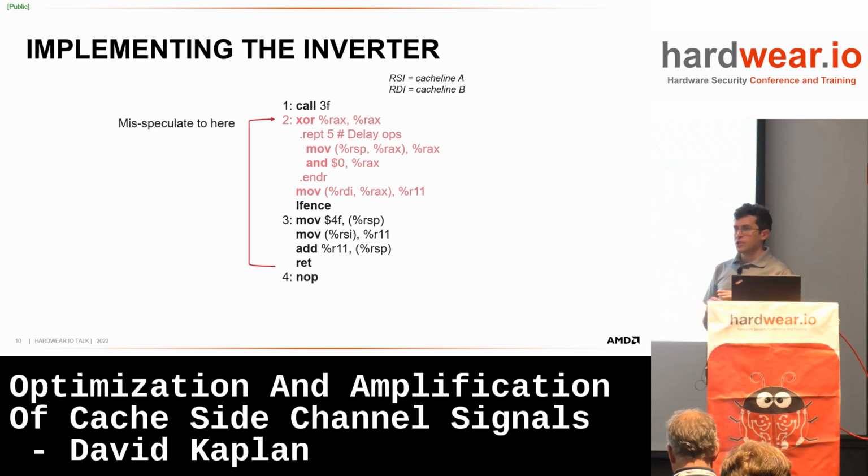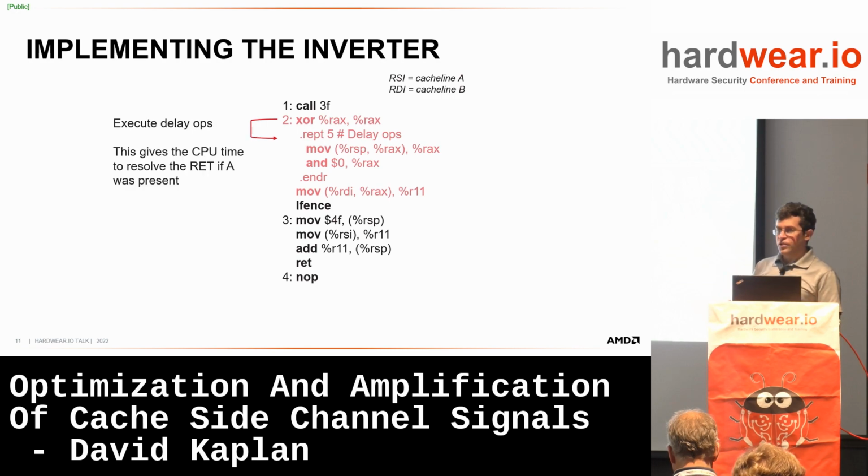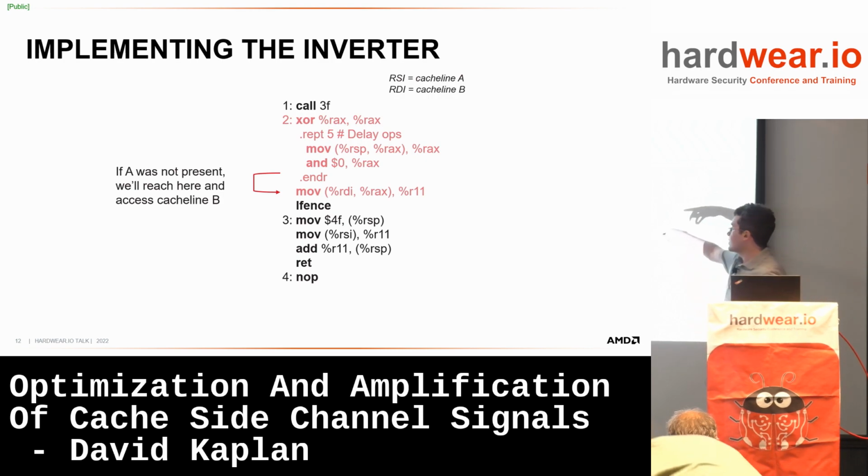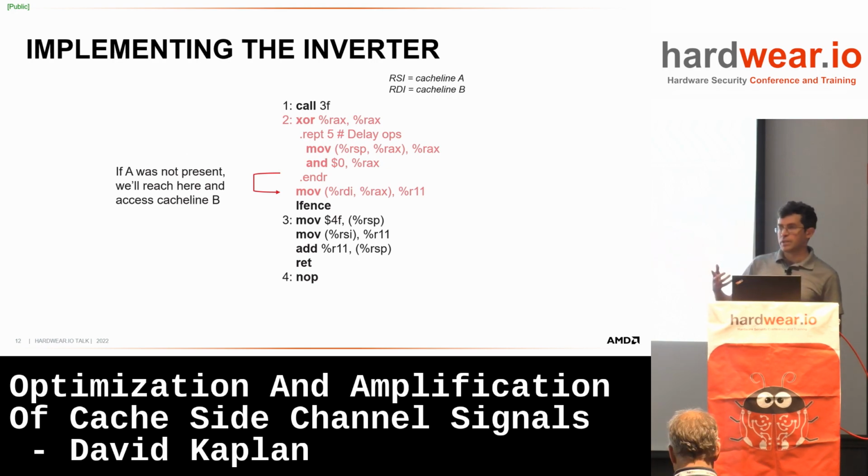When that return instruction misspeculates, we're going to go up to the red code here, which is in red because it's never actually executed for real. The first thing is there are some delay ops in here, and this gives the CPU pipeline time to correct itself if that initial cache line A was present. If that cache line was not present, the return instruction is taking a long time to execute. We're going to eventually get to this load here, and we'll read cache line B.